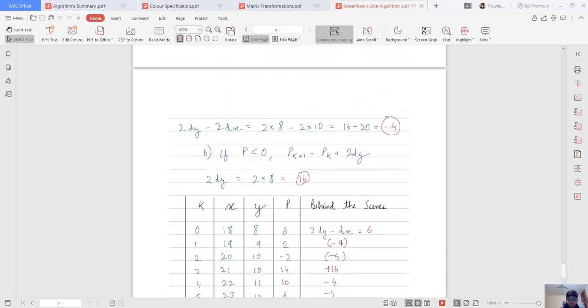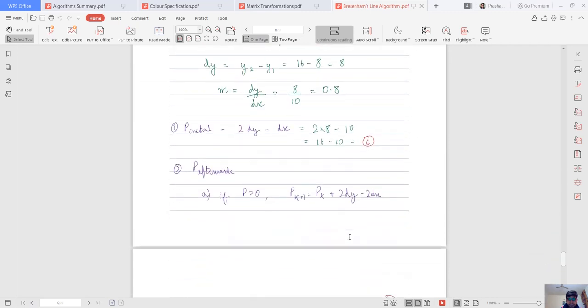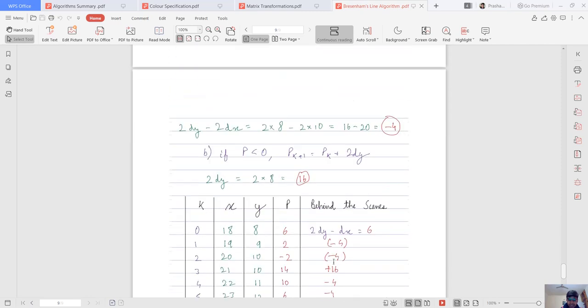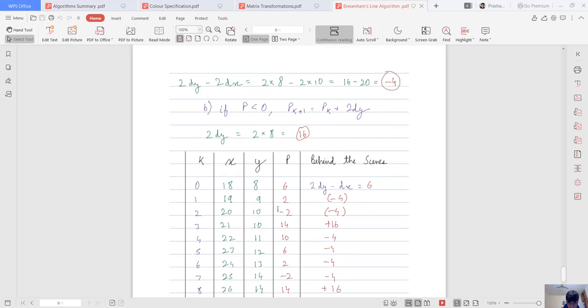Why will it be minus 4? Let me show you why it will be minus 4. Actually it is 2 dy minus 2 dx, this is for afterwards. If it is greater than 0, then this equation will run, and it will come out to be minus 4, and the other comes out to be plus 16. It will go minus 4 and plus 16.